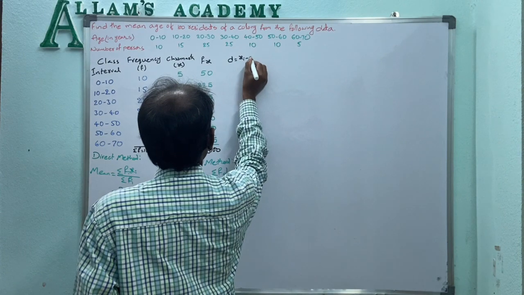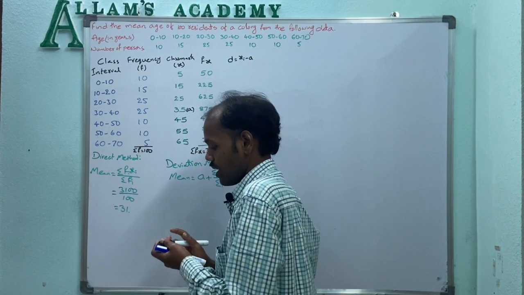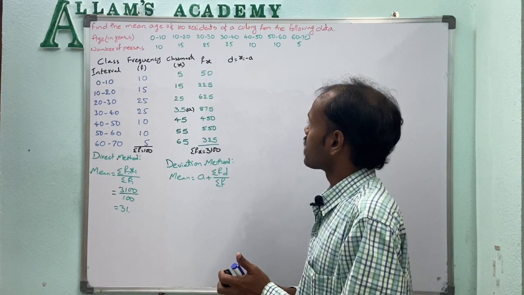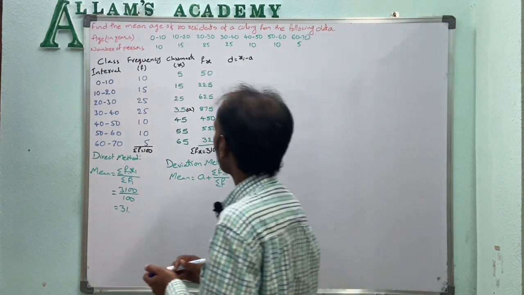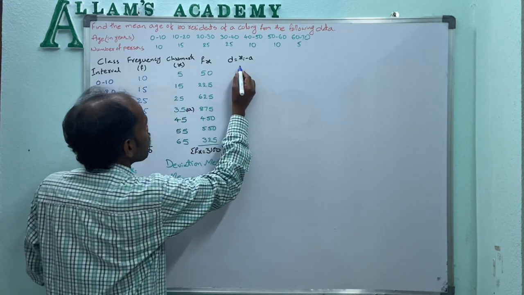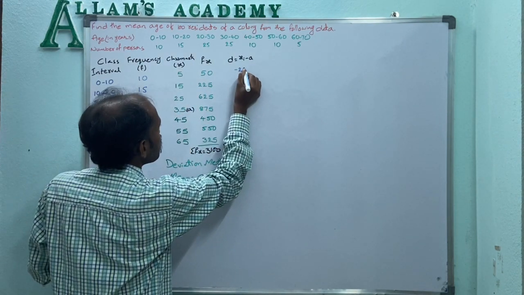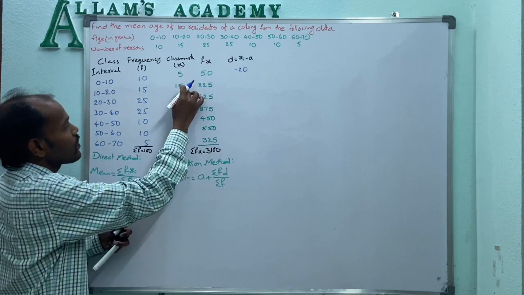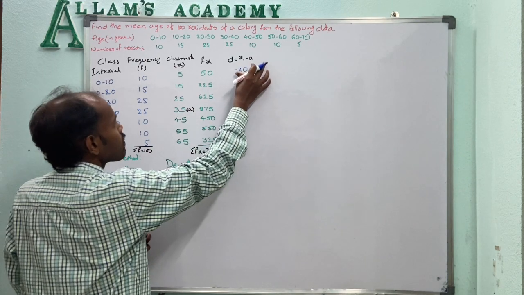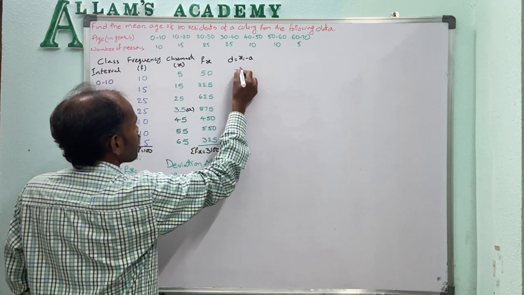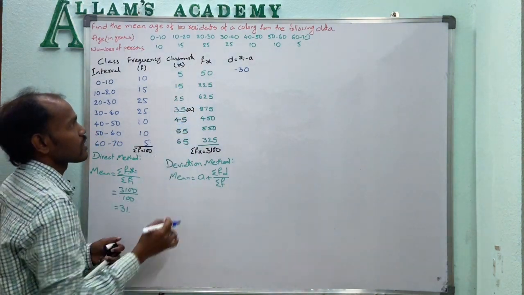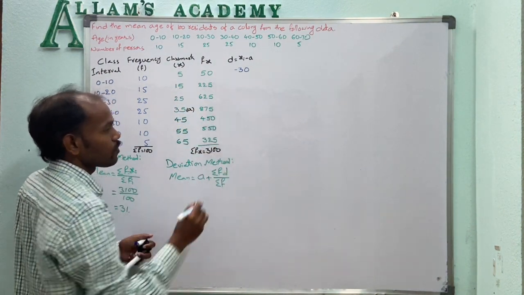So the d value equals xi minus a. Now we find the xi minus a values. So here, 5 minus 35 equals minus 30. 15 minus 35 equals minus 20.